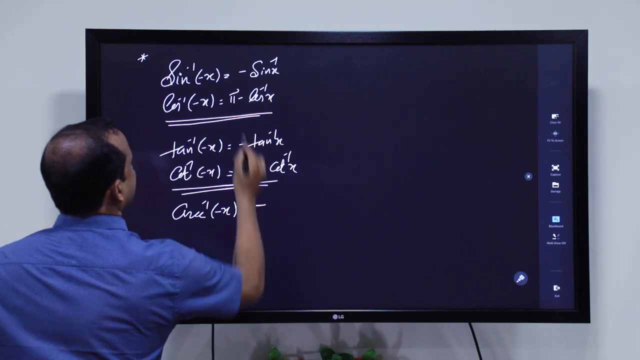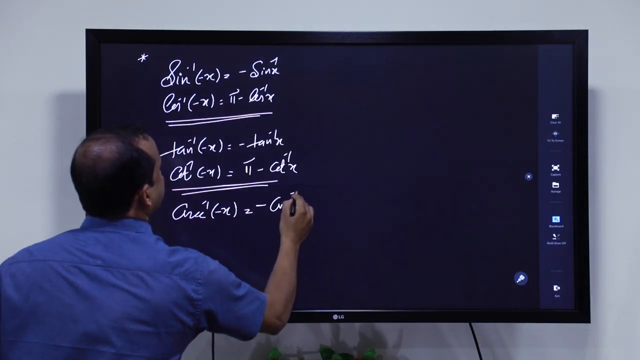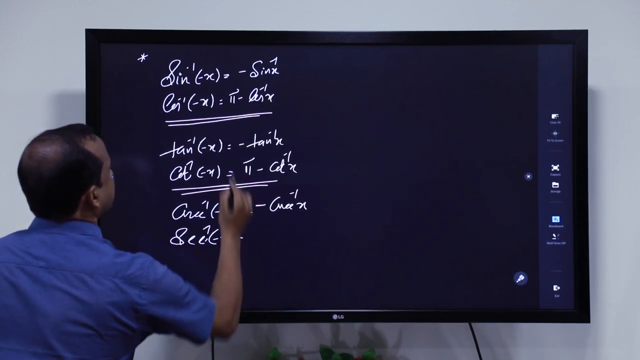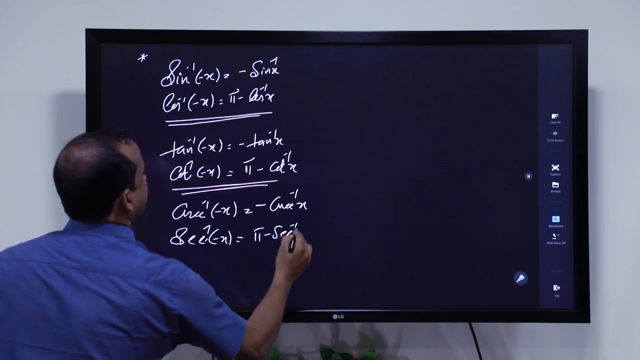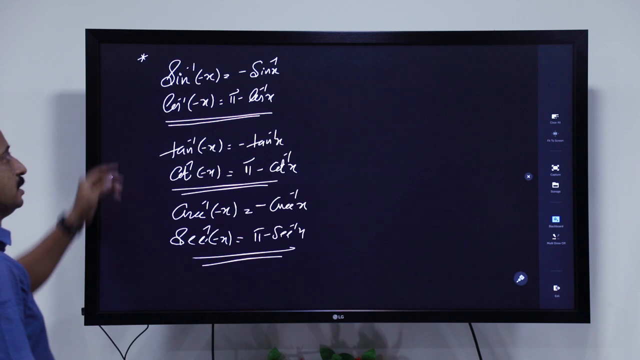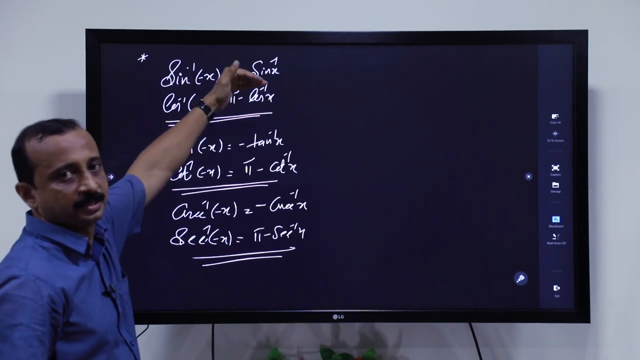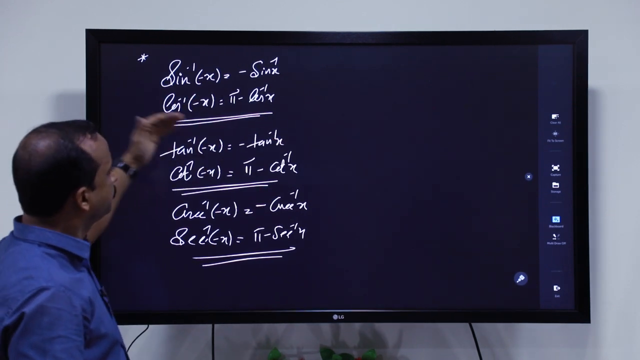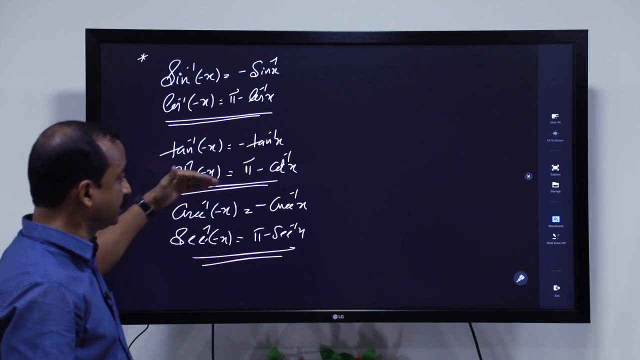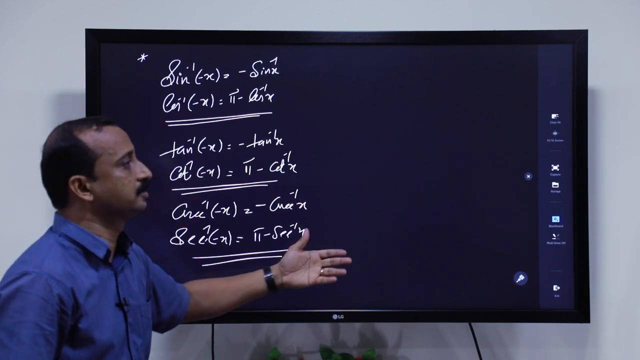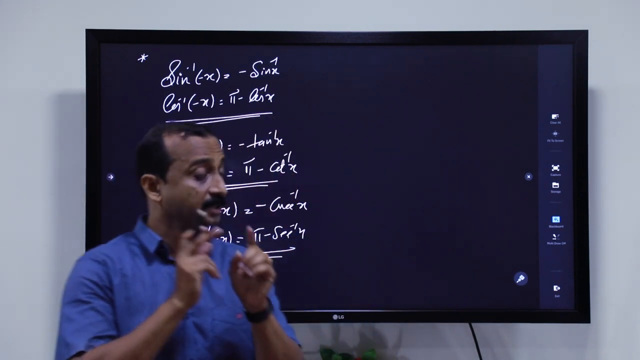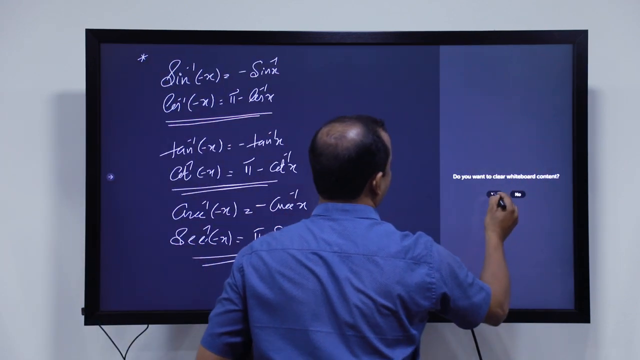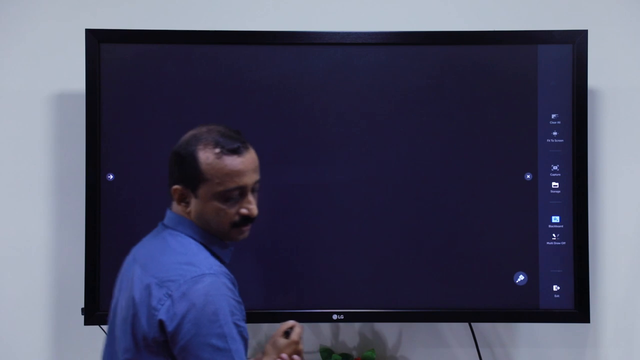Cosec inverse minus x is minus cosec inverse x, using the same rule as the first. Sec inverse minus x is pi minus sec inverse x. Using co-functions we can easily memorize this: sin inverse minus x is minus sin inverse x, cos inverse minus x is pi minus cos inverse x, similarly tan inverse minus x is minus tan inverse x, cot inverse minus x is pi minus cot inverse x, cosec inverse minus x is minus cosec inverse x, and sec inverse minus x is pi minus sec inverse x. Using these formulas we can find the values of x lying in the given principal range automatically. Otherwise it's very difficult to find the principal value in the negative case.